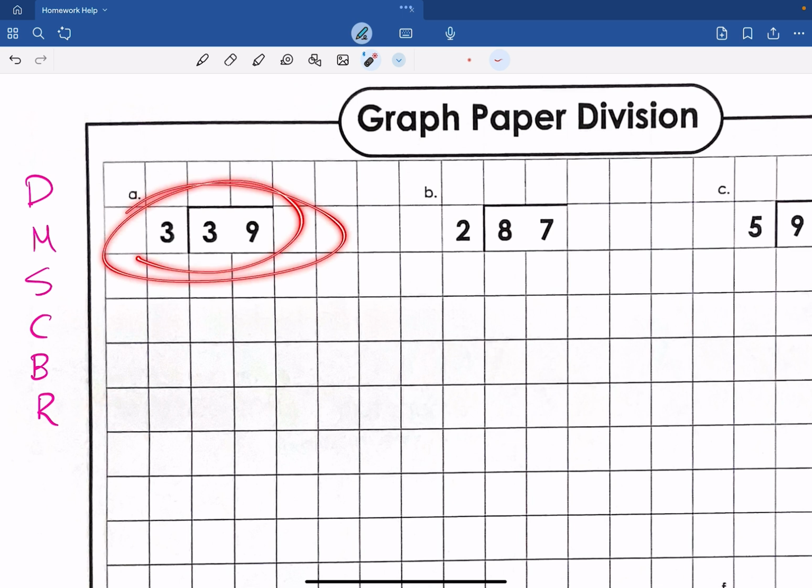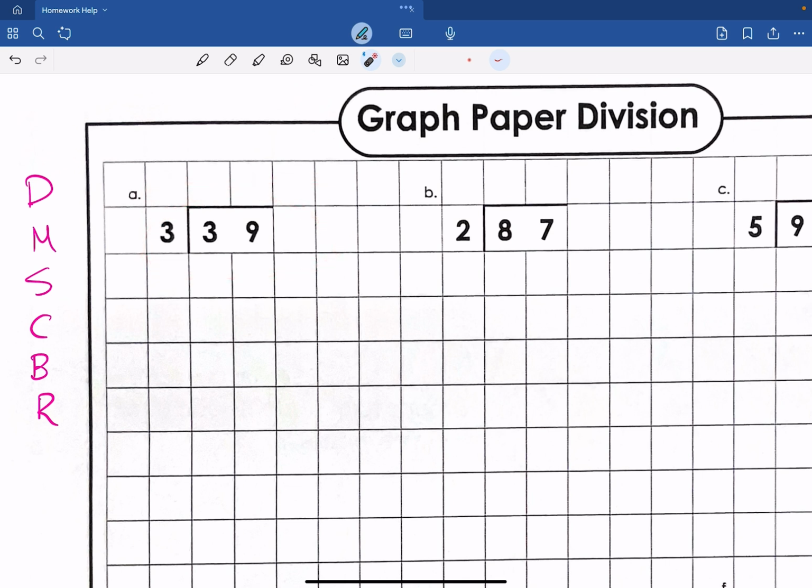So let's look at this first one. 39 divided by 3. Remember, when we read these long division equations, we read them from inside the box divided by outside the box. We do not read them from left to right like some problems. So we're not going to say 3 divided by 39, because that's not what this says. This says 39 divided by 3.